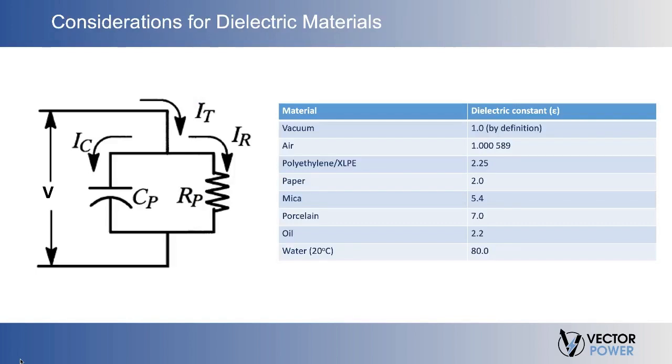Now, considerations for dielectric materials. An important consideration for dielectric material is the ability to support an electrostatic field while dissipating minimum energy in the form of heat. This dissipated heat or energy loss is known as dielectric loss. The lower the dielectric loss, the more effective the substance is as a dielectric material.